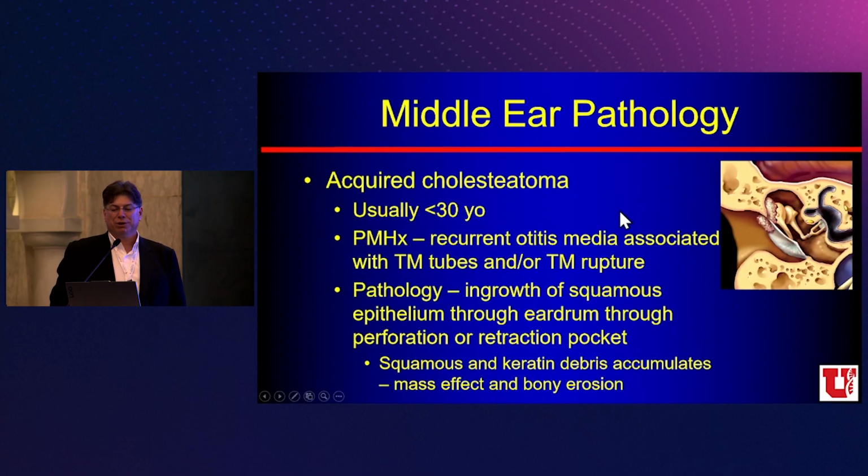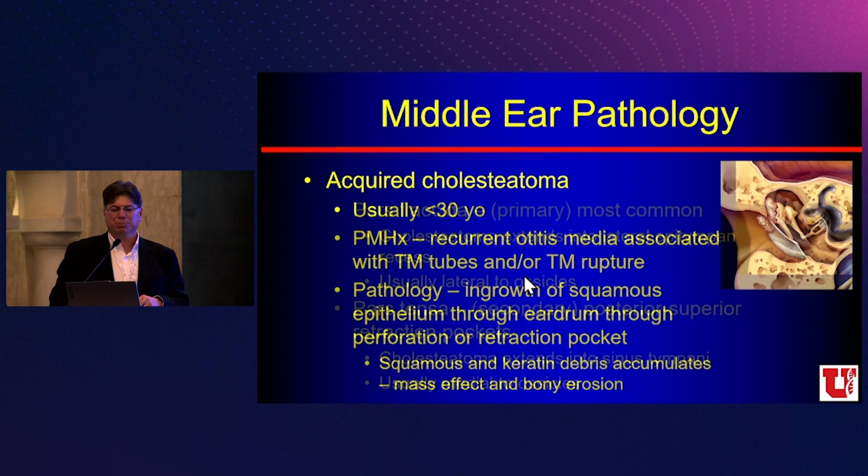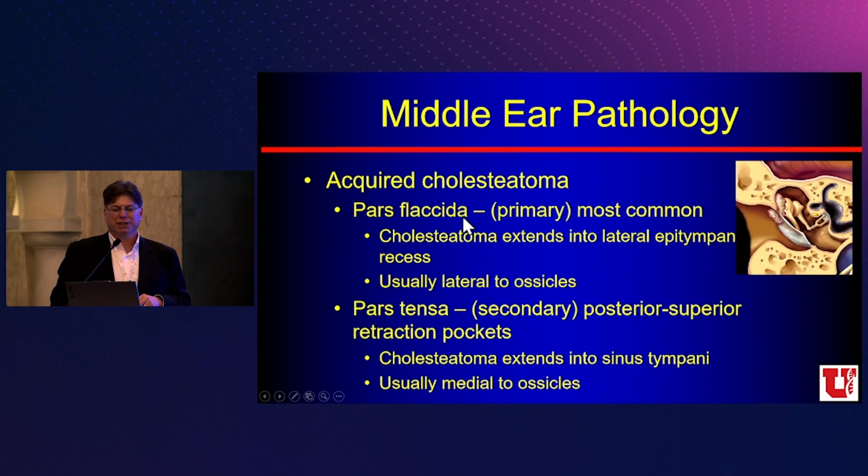So we can have acquired cholesteatoma that we think about as the pars flaccida or pars tensa. The acquired is usually a younger patient and they have some kind of disruption of the tympanic membrane itself. So the pars flaccida we think about is more common, that's the primary type. The pars tensa is the secondary, and different retraction pockets. Is it coming up medial to the ossicles or lateral to the ossicles?